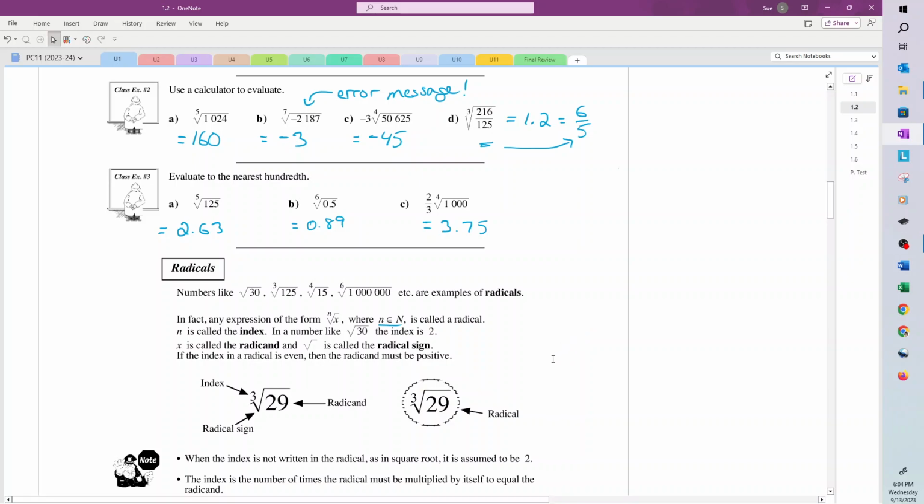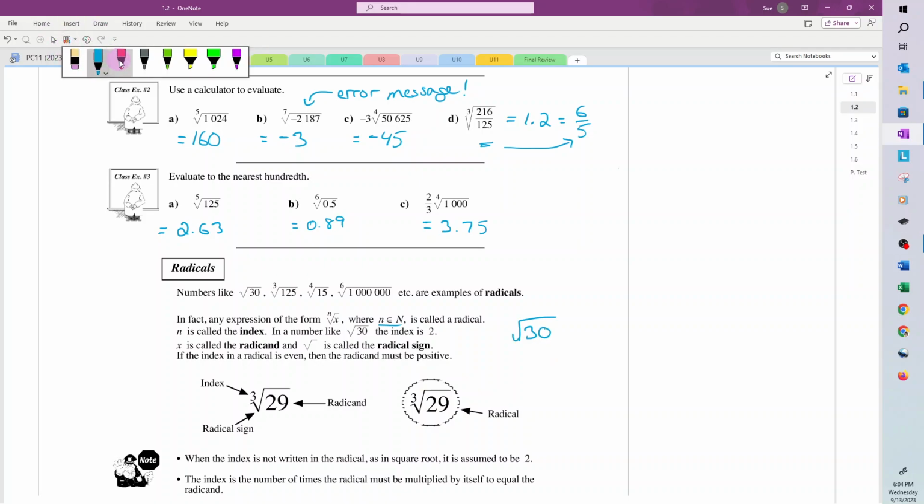So n is called the index, and when we just write it like root 30, there is an assumed index of 2. But mathematicians are lazy and we don't write anything down that we don't have to. So if there's nothing there, you just assume that it's 2. All right, and here's some vocabulary that you definitely need to know. The sign is called the radical sign. The part inside the sign is called the radicand. And the little number up here is called the index.